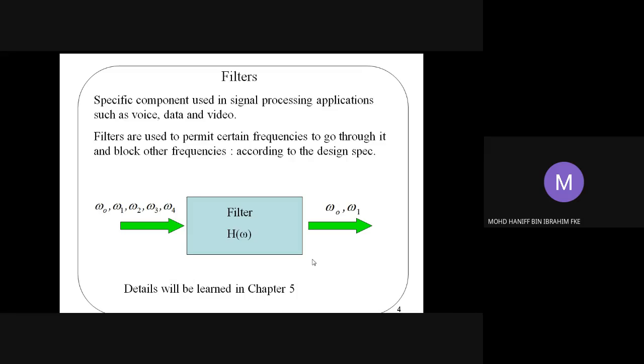So filter basically is one of our main topics in this course. We're going to learn this in detail in chapter 5 when we learn about the Bode diagram, or Bode plot, and also the filter design.